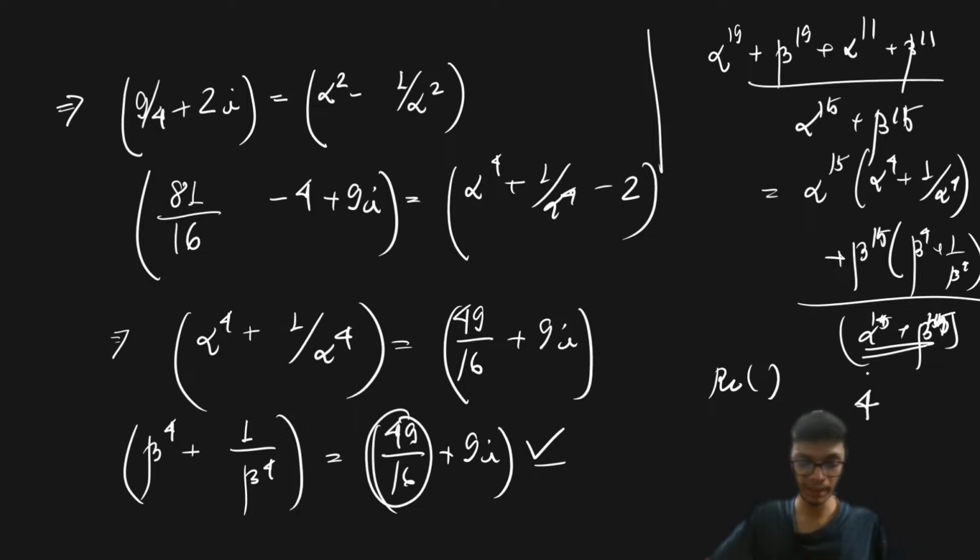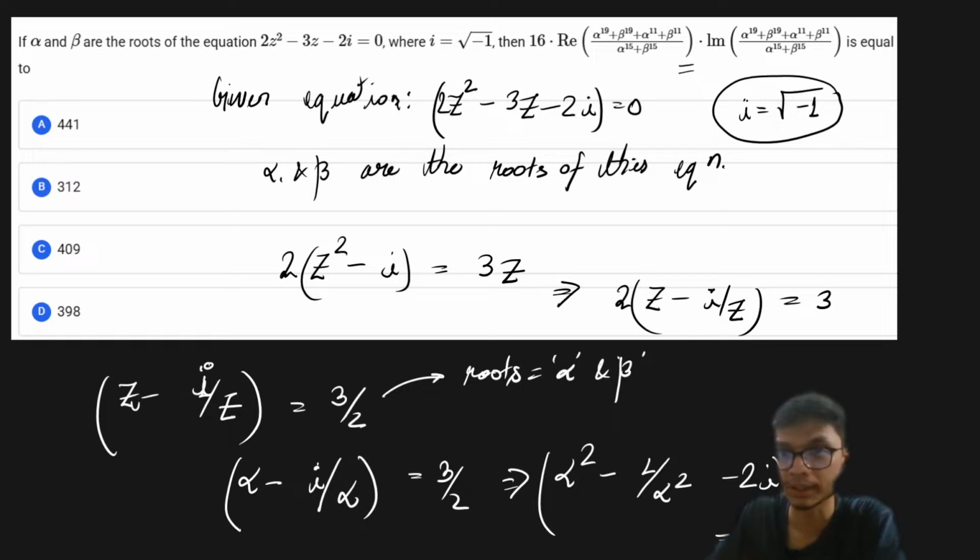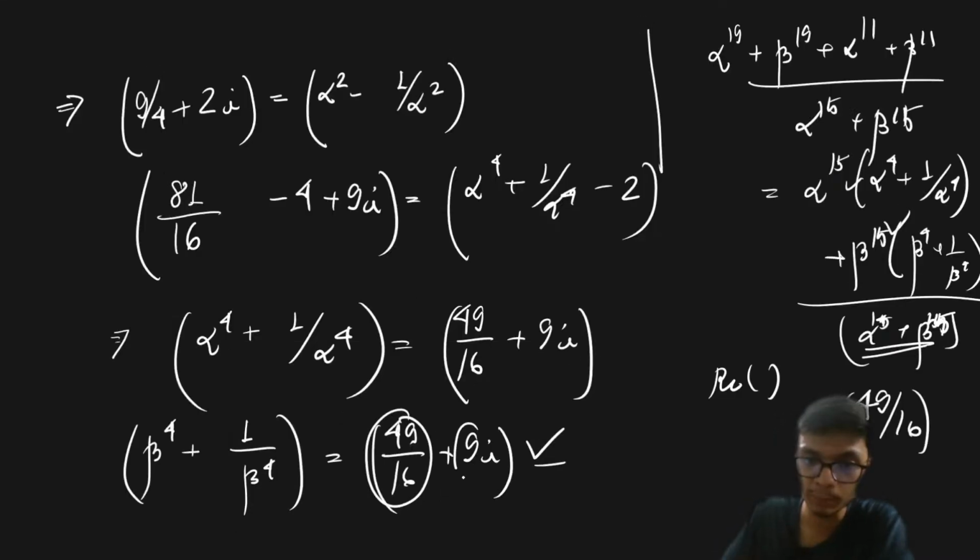Okay, so from here you will see that these two values are common, right? Sorry, not multiplied by 2, it's simply just going to be 49 upon 16, right? And similarly, if we need to find the imaginary part of the expression, it is just going to be equal to 9.